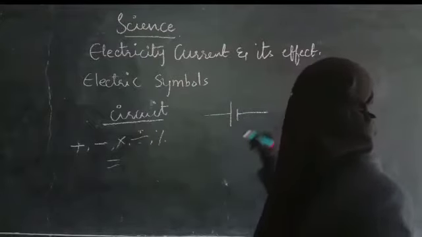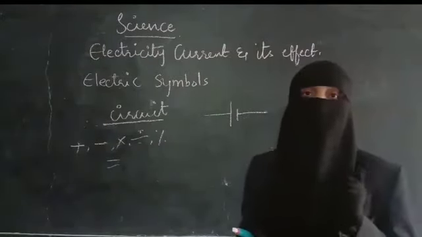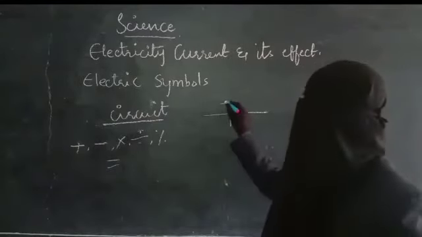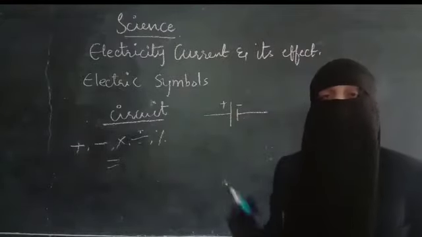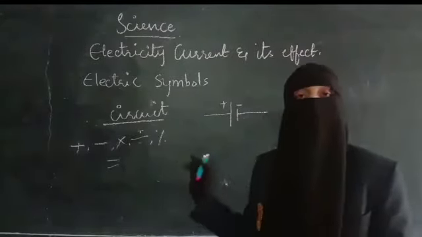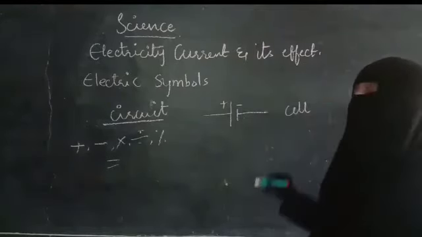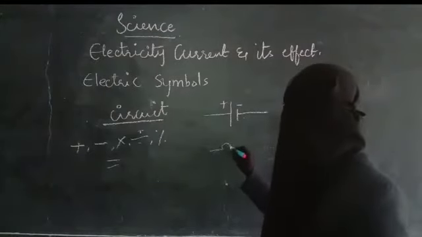This is the electrical symbol of a dry cell. You know, there is a protrusion at the positive terminal, so it is a little bit long. The long line denotes the positive terminal and the shorter line denotes the negative terminal. This is the cell. The other electrical symbol is the bulb.